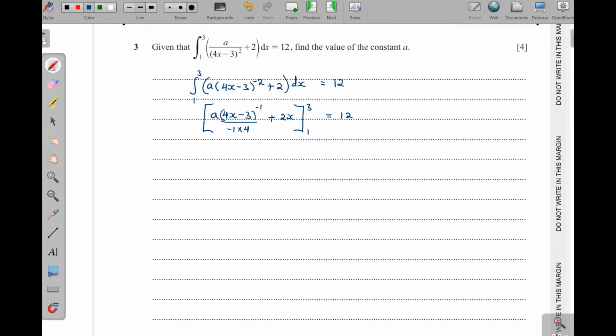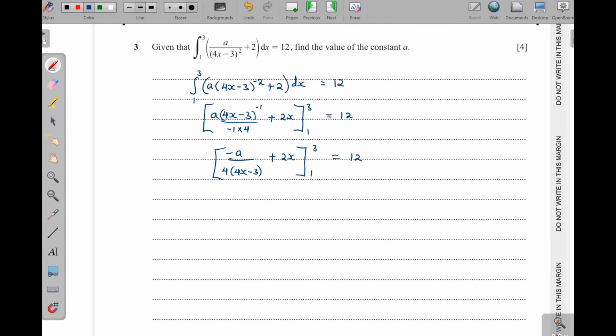Now, we put the limits. Actually, this one, I'll take it down. Let me first take it down such that it becomes much more clear. So we have -a out of 4, then times (4x minus 3). We usually don't write the negative in the denominator, so that's why I've taken it up here. Okay, then plus 2x, and then 3, 1, then 12.